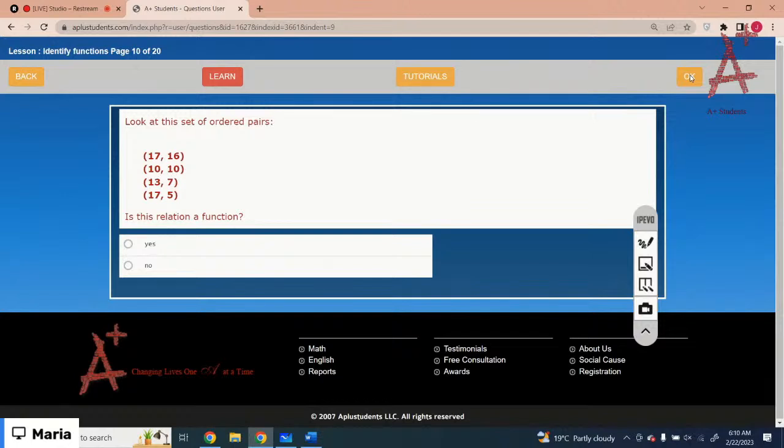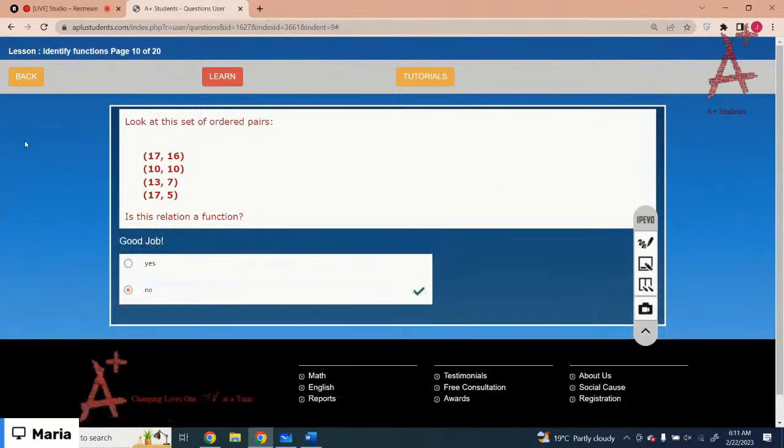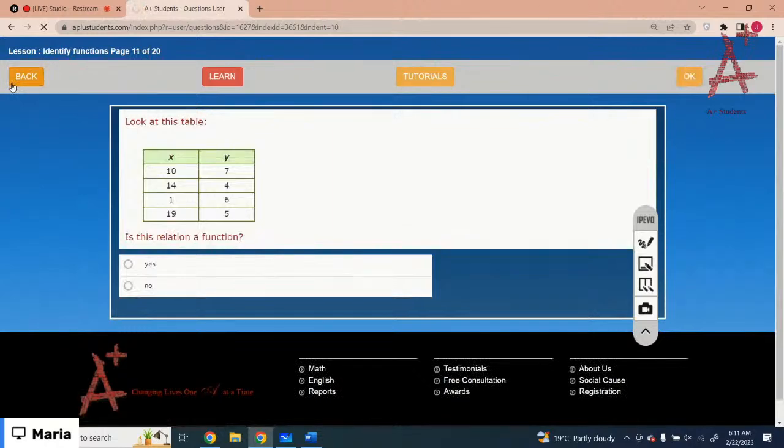Look at this set of ordered pairs. Is this relation a function? No, this is not a function. You can see here x is 17 and y is 16. Then again x is 17 and y is 5. Got it? Okay, you can complete the test by yourself later today.